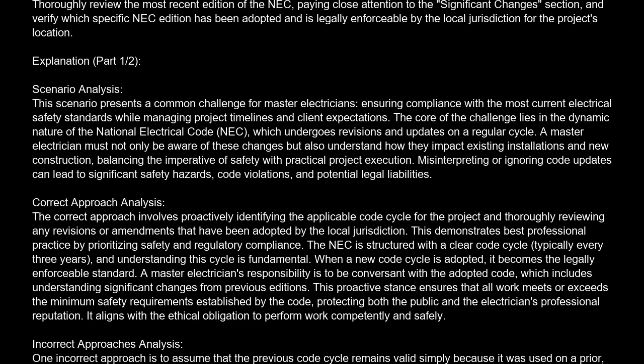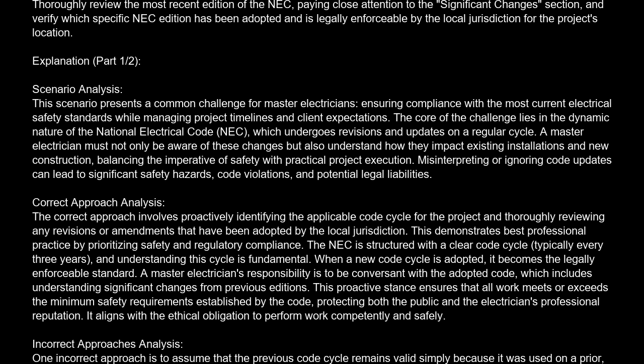The correct answer is B. Thoroughly review the most recent edition of the NEC, paying close attention to the significant changes section, and verify which specific NEC edition has been adopted and is legally enforceable by the local jurisdiction for the project's location.